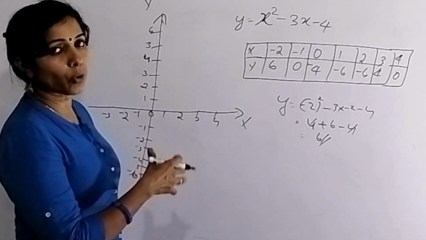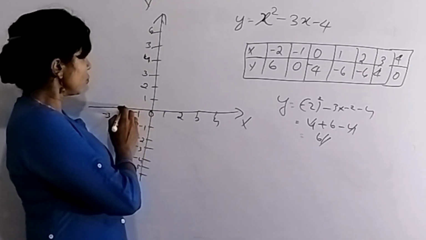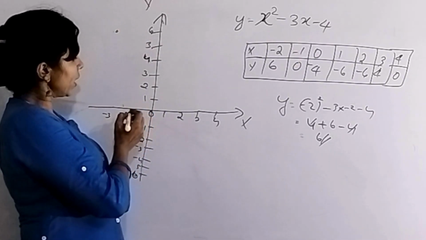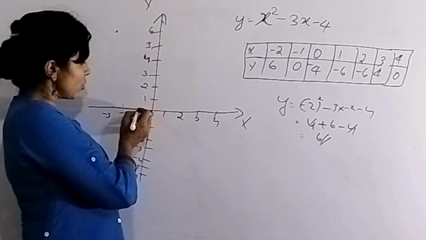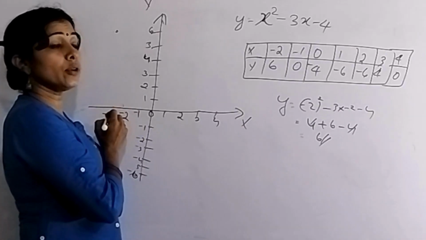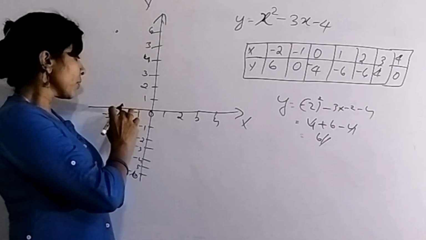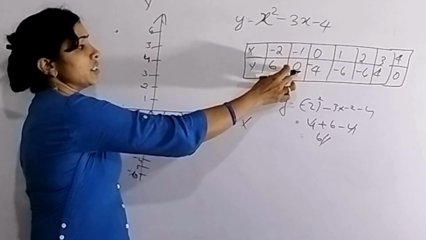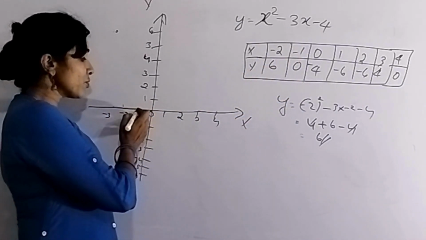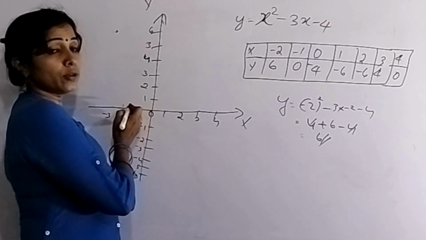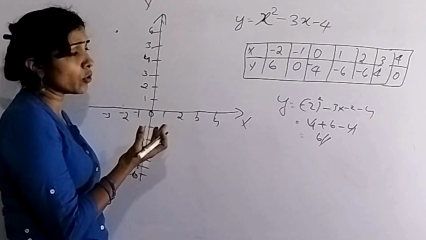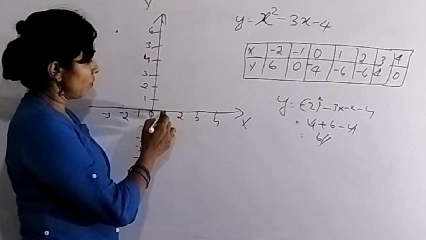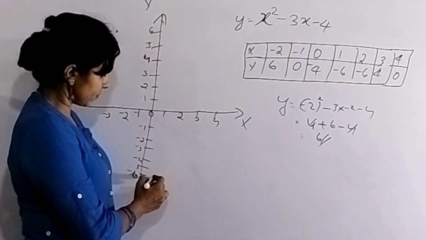Now we can plot these points. When x is -2, the value will be 6 here. When x is -1, the value will be here. I already told you that for any point on the x-axis, the value of y will be 0. So at -1, y is 0, the point is on the x-axis, so the value of y will obviously be 0. Then for 1, it is -6 here.